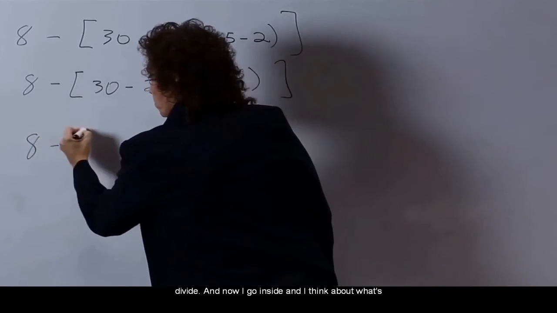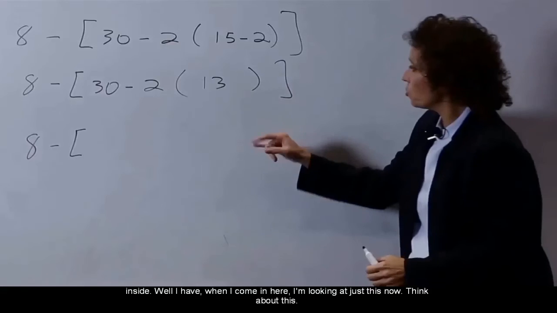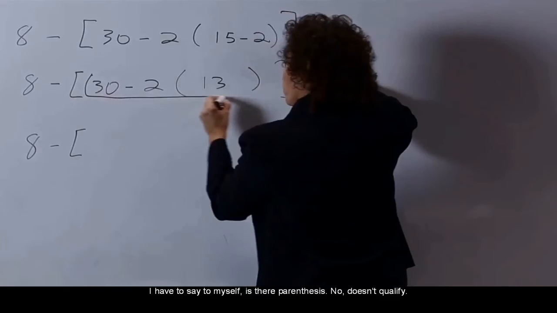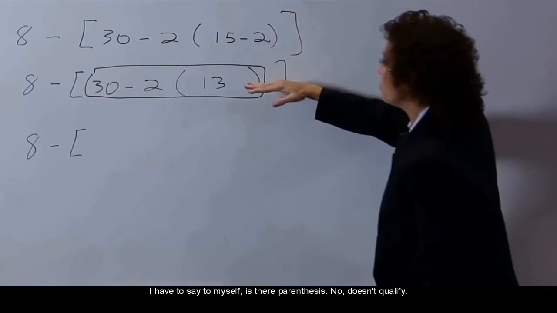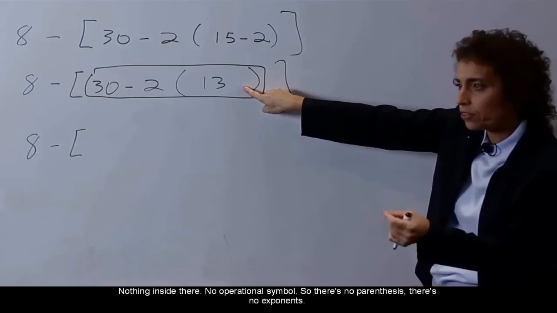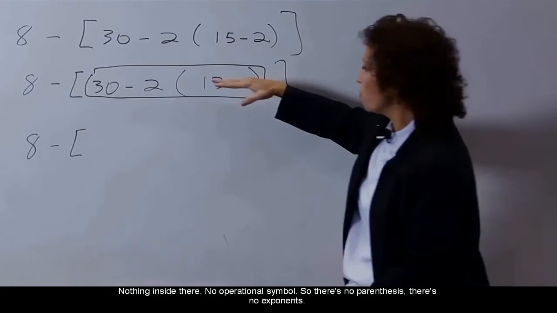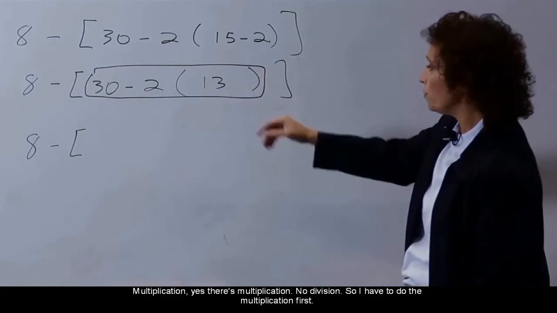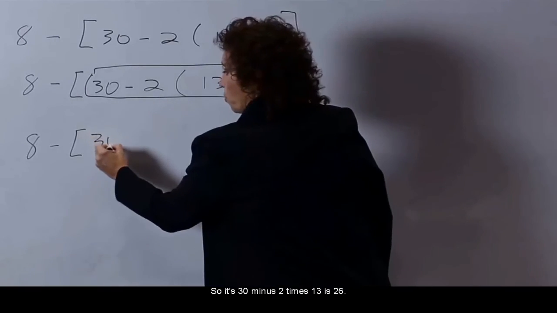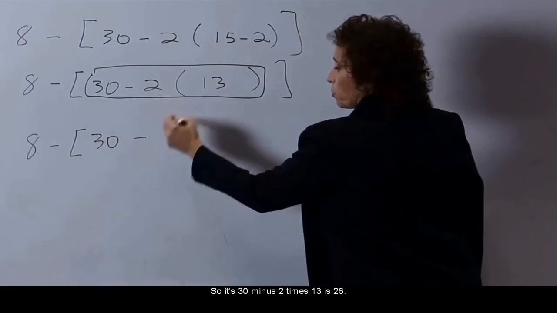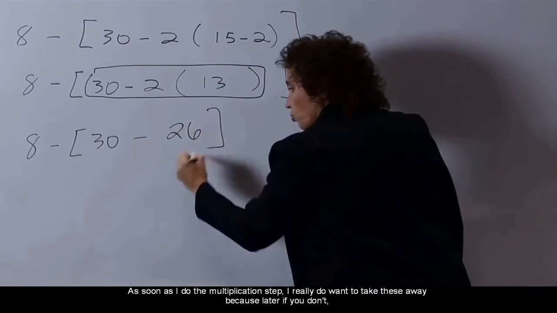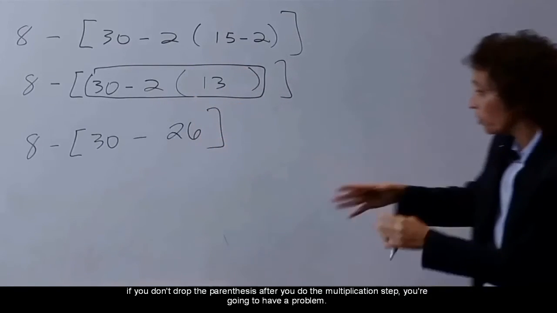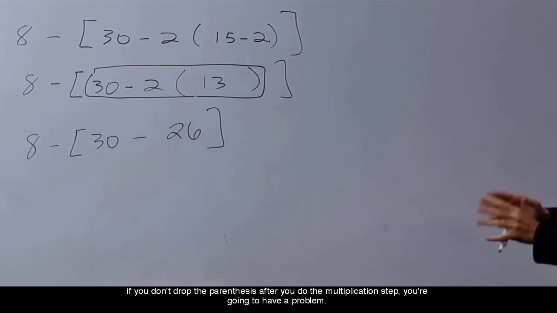So now I go inside and I think about what's inside. I'm looking at just this now. I have to say to myself, is there parentheses? No, this doesn't qualify. Nothing inside there, no operational symbol. So there's no parentheses. There's no exponents. Multiplication, yes, there's multiplication. No division. So I have to do the multiplication first. So it's 30 minus 2 times 13 is 26. As soon as I do the multiplication step, I really do want to take these away, because later if you don't drop the parentheses after you do the multiplication step, you're going to have a problem.